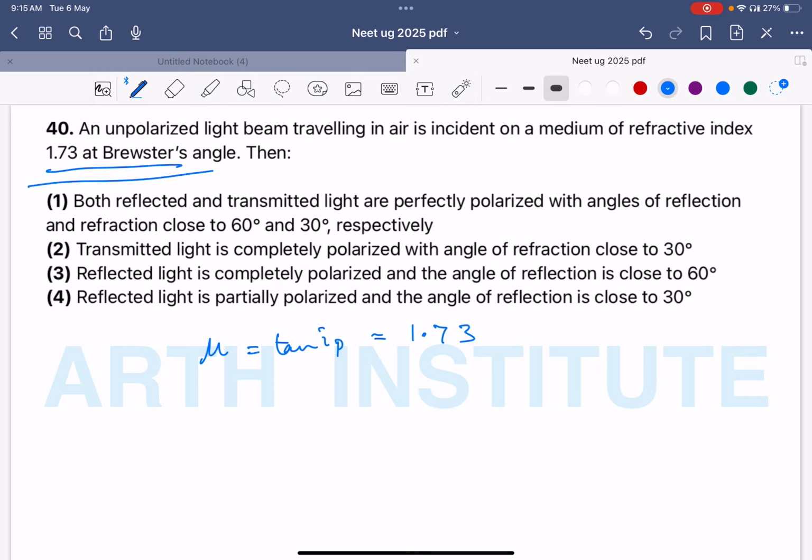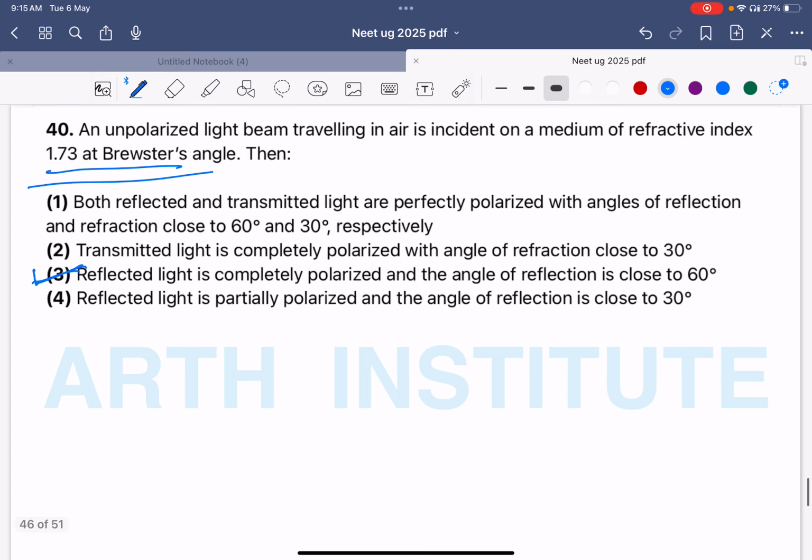Now, both reflected and transmitted light are perfectly polarized. Absolutely wrong. Brewster's law says reflected light is completely polarized, and the refracted light is partially polarized. So out of this, the first is rejected, the second is rejected. Here we need not even go into what the law says. The only thing is when the light is incident on a surface at Brewster's angle of incidence, then the reflected light is completely polarized. So the correct answer is third.